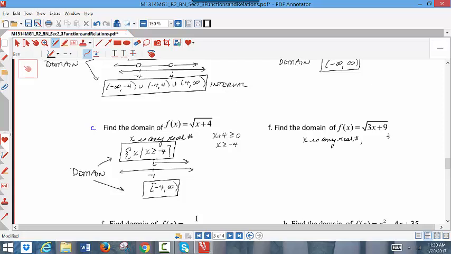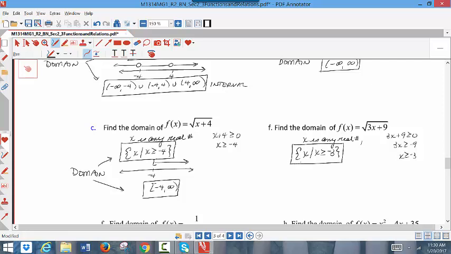The restrictions will be placed on the fact that 3x plus 9 better be greater than or equal to 0. When you subtract 9 and you divide by 3, you come up with the result that x better be greater than or equal to negative 3. So your domain in set notation is all x values such that x is greater than or equal to negative 3.